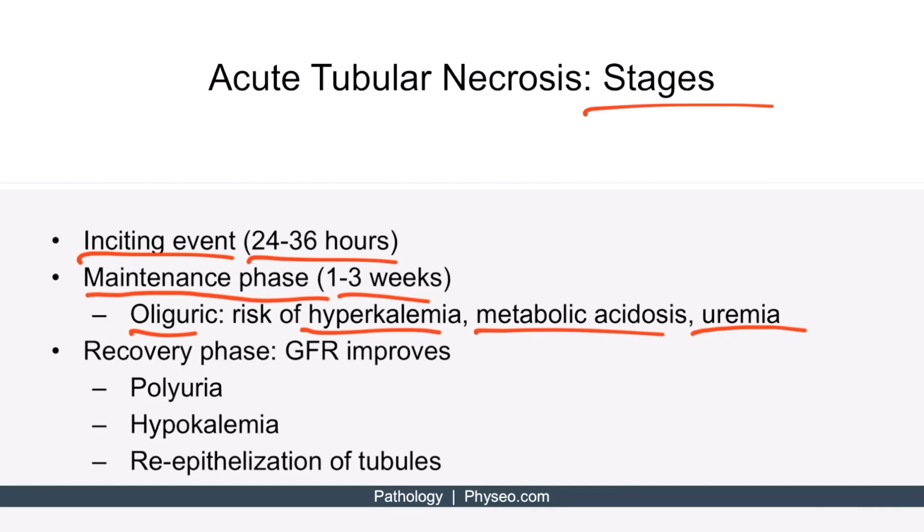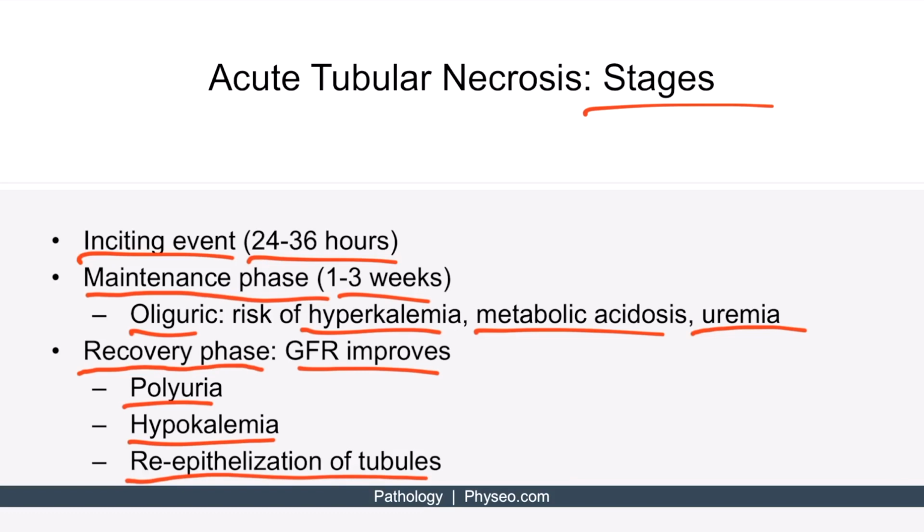The last stage is the recovery phase. In this stage, the GFR will actually improve, even though the tubules really aren't able to reabsorb properly yet. This means that the kidneys still can't concentrate the urine. This leads to polyuria, hypokalemia, and renal wasting of other electrolytes and minerals. Later in the stage, there's re-epithelialization of the tubules. And once this happens, then the kidneys can return to normal functioning capacity.